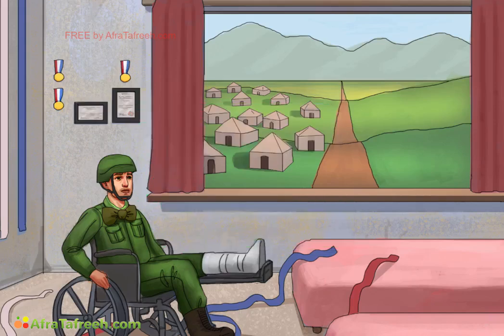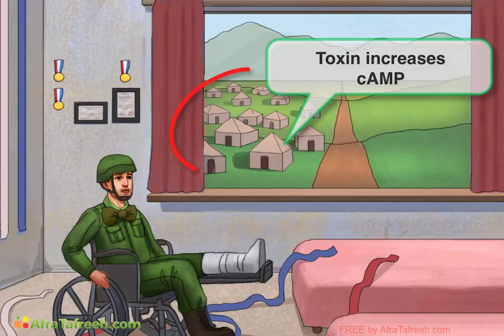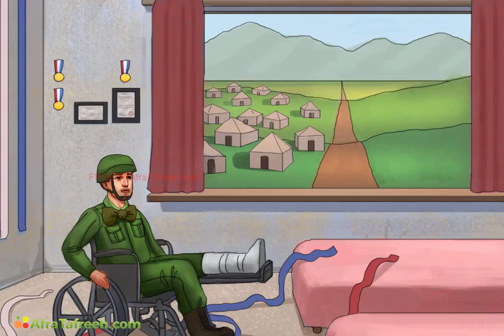He's a disabled GI, or disabled inhibitory G protein. Since this toxin inhibits an inhibitor, it leads to a rise in cAMP, which we've represented by the army camp outside the window. This is the same way we represented an increase in cAMP in our Vibrio and Bacillus videos. So that's the mechanism of pertussis toxin.